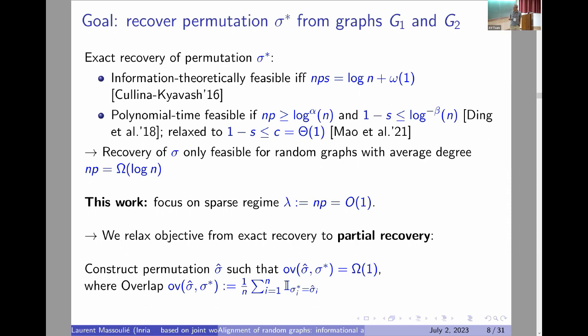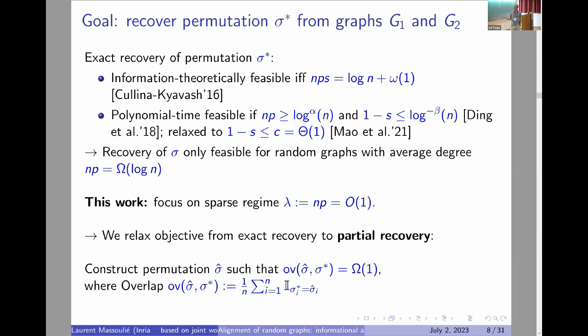Yes. Okay, so what we will be considering is a regime that is a priori a bit harder than the ones where the average degree in the graphs goes to infinity. We'll assume the average degrees are order 1, so n times p for us will be this lambda thing, and this is going to be a constant. And we know from Kulina and Kiavash that there's no hope of recovering sigma star fully because we are below the if and only if threshold for that.